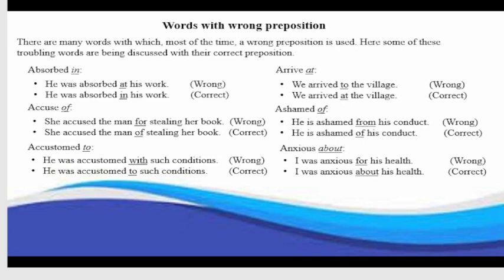Preposition about must be used after the word anxious. For example, I was anxious for his health is a wrong sentence, while I was anxious about his health is a correct sentence.